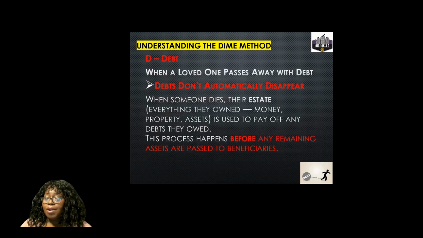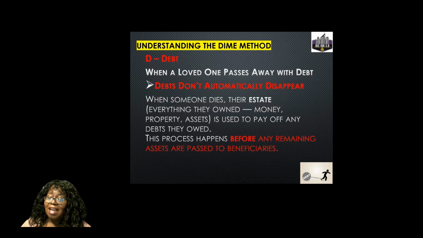This is important because when a loved one passes away, the debt that loved one owes doesn't automatically disappear. It may take years, it may take a lot away from the family, and therefore cause the family to experience some distress.